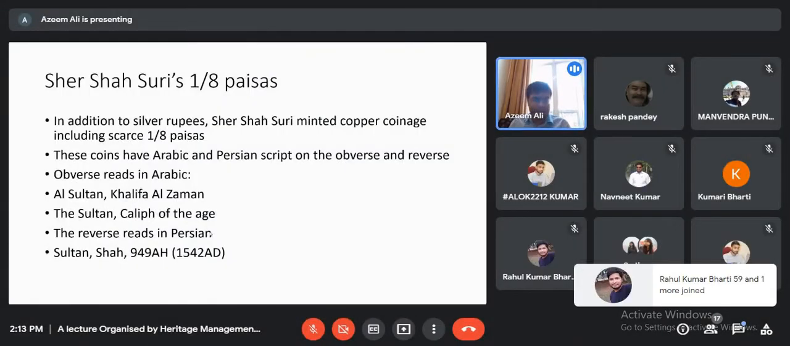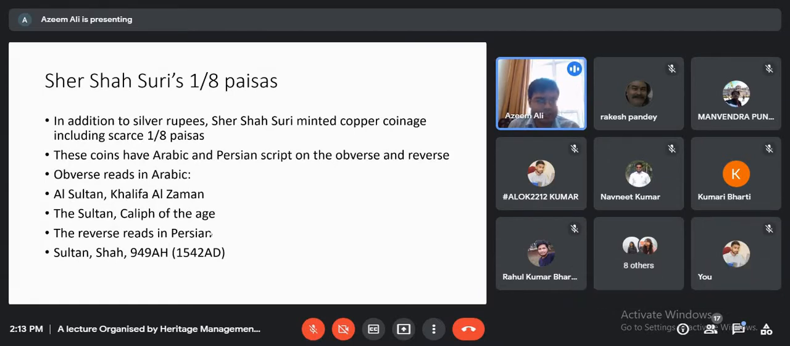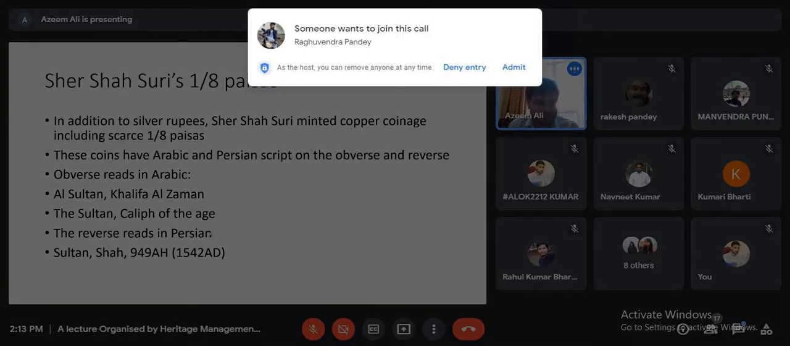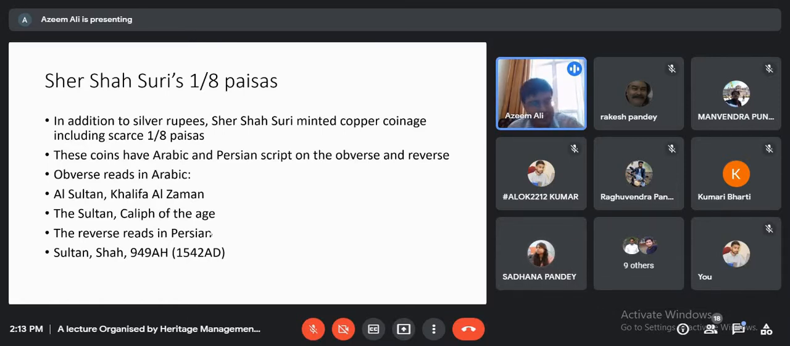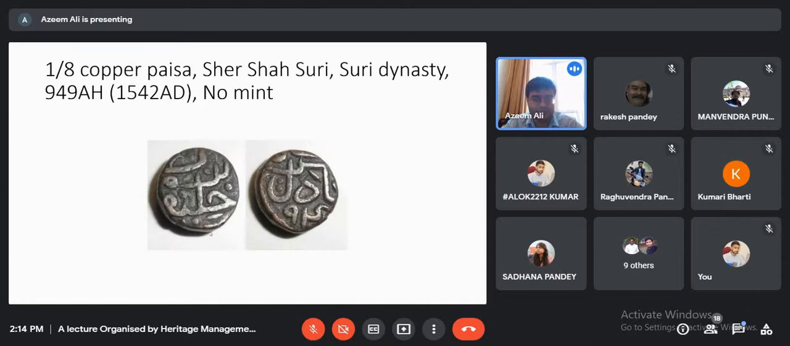And Shah Suri also struck fraction pesos. These are known as 1/8 pesos, and these coins also have Arabic and Persian script on the obverse and reverse. The obverse reads in Arabic, Al-Sultan Al-Zaman, which means the Sultan, Caliph of the age. And then the reverse says in Persian, Sultan Shah, and then 949 Hijri, which is again 1542 AD. And here is one of the coins, and you can see the year here, and then with no mint given in this case.